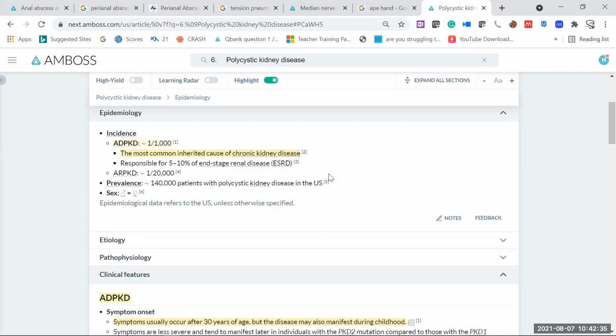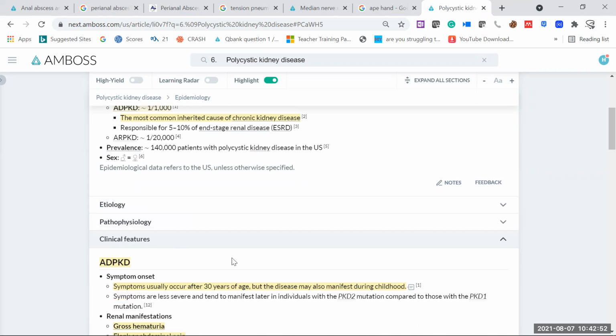So for those patients presenting with ESRD, that is end-stage renal disease, once you sort out the etiology, you will always come to know that this patient was actually having polycystic kidney disease. That's why they are now ending up in end-stage renal disease.